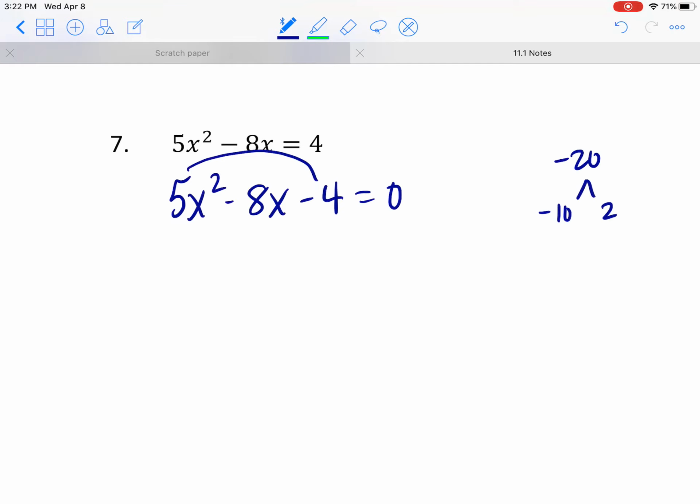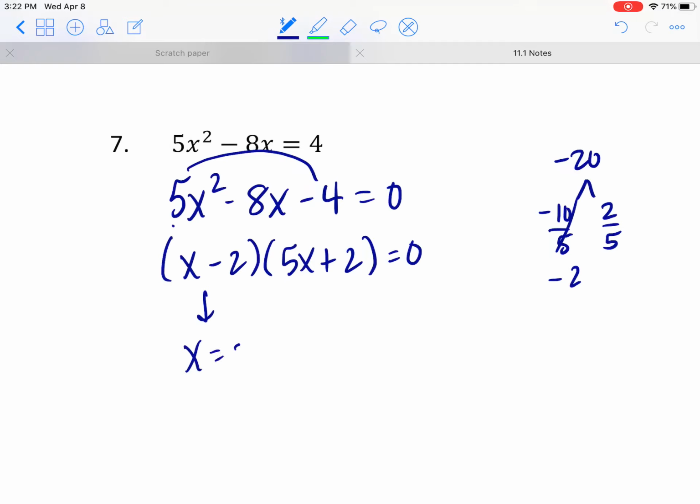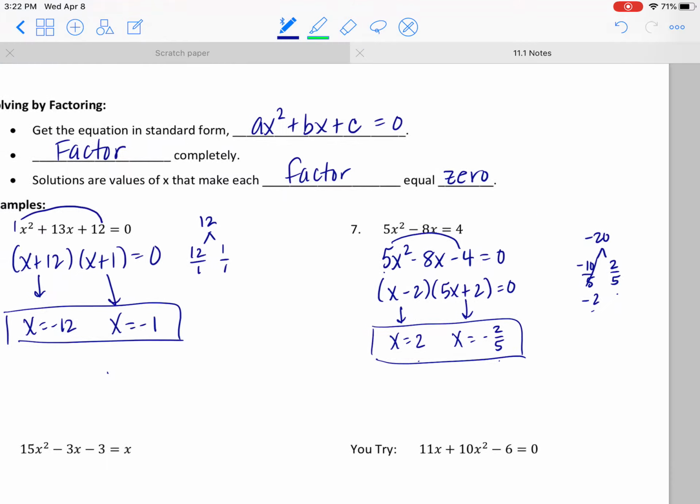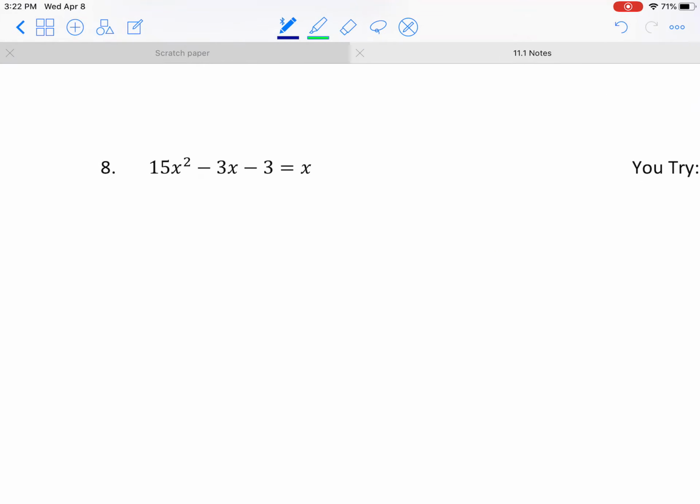Okay? Here, again, we want to make sure we're in order equal to 0. So we're going to start this one by subtracting the 4 from both sides. And then we're going to multiply. 5 times negative 4 makes negative 20. Factors that make negative 8 would be negative 10 and 2. This time we're dividing by 5, so we're going to reduce. And that means this factors into x minus 2 and 5x plus 2. And so we have one solution of 2 and another solution of negative 2/5. And remember, these solutions are the opposites of these reduced factors. So there's our two real rational solutions here.